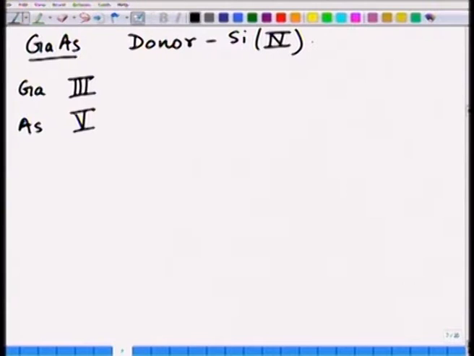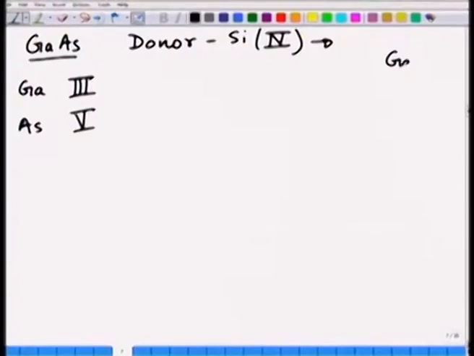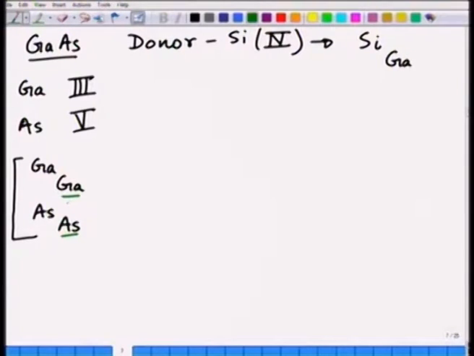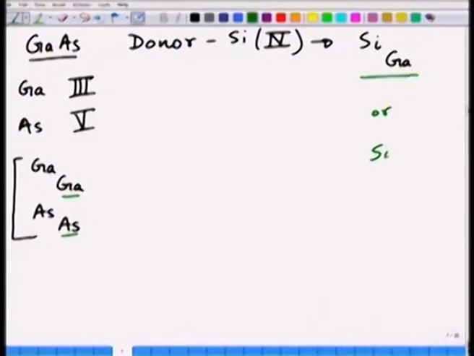What does that mean? That means silicon must have a preference to go on the gallium site. The notation I will use is gallium sitting on the gallium site, arsenic sitting on the arsenic site. The subscript indicates the site, and the atom on that site is also indicated. Now, suppose silicon is a substitutional impurity and 2 possibilities exist. Silicon could go on the gallium site, which I will write like this, or silicon could go on the arsenic site, which I will write with silicon sitting on the arsenic site.